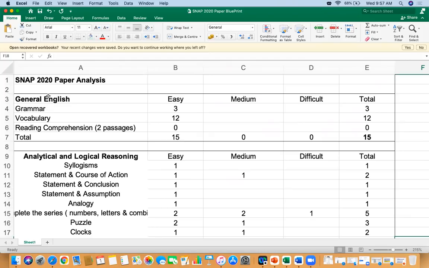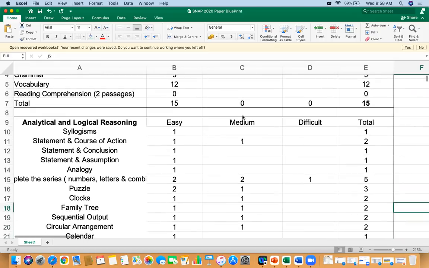So when we look at general English, we had grammar-based questions, 3 questions. Vocab-based, 12 questions. Now, when I say vocab-based 12 questions, it included synonyms, antonyms, idioms and phrases, fill in the blanks. We had identify the root word, all of those kinds of questions. This verbal section was so easy that I could have done it in 10 minutes. And it was all on the easier side. Some people might have found it medium, but I could say easy to medium for sure.